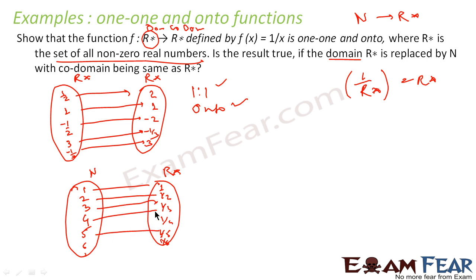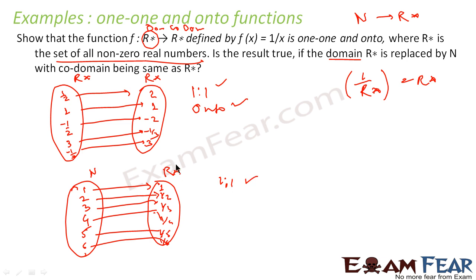1 by 5, 1 by 7, 1 by 4, 1 by 6. So if you see any number in this, you will find only one image. You take 1, there is only one image. You take 1 by 2, there is only one image. So it is one-one. Now the question is onto or not.